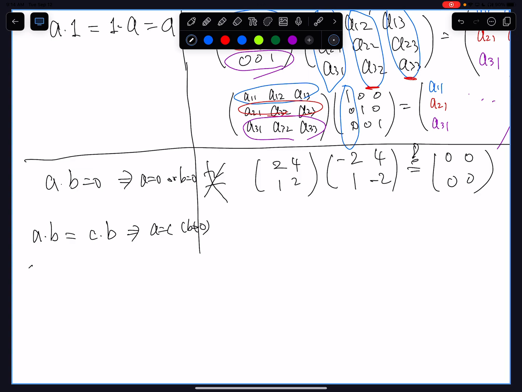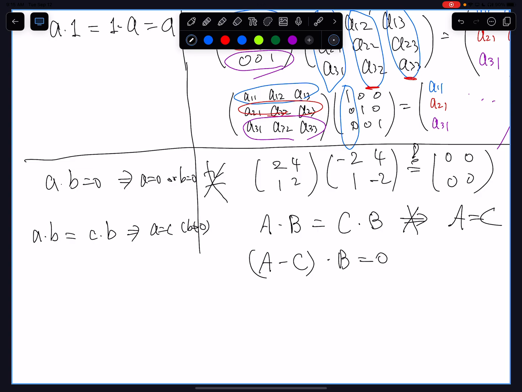Because I can rewrite it as A minus C times B equal to 0, right? So I should say it this way. Matrix A times B equal to matrix C times B does not mean that A is C. It's very easy to show because the same equation is the following. We know that A minus C is not necessarily 0. So in other words, A is not necessarily C. It's basically the same phenomenon.